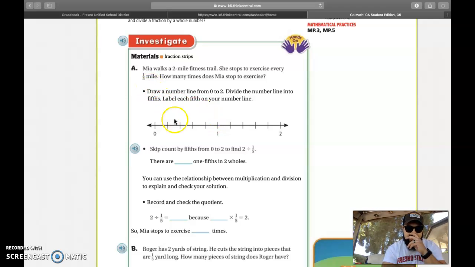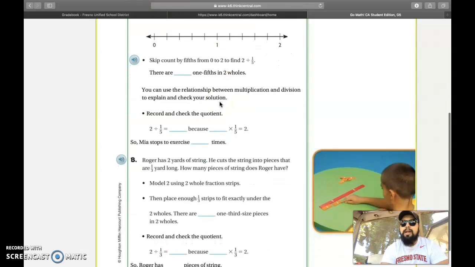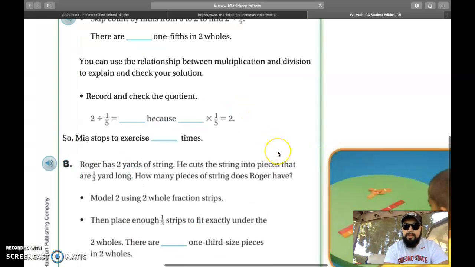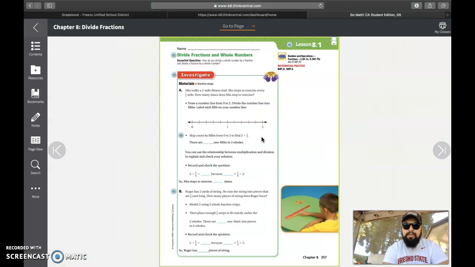So why did they divide it into 5 pieces? Well, she stops to exercise every 1/5, so we're dividing each whole into fifths. I did not use this example as much. Some of you like to use it, counting those hops that we do. But I think more people understood it better using the tiles. So we're going to remember that problem.